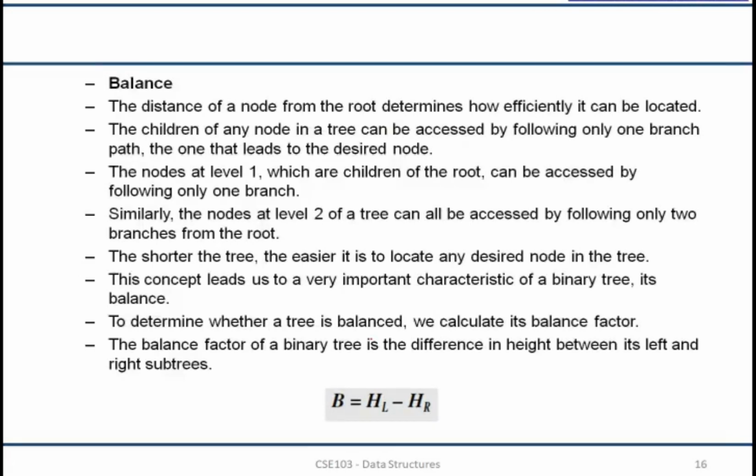This is very, very important because based on this, the next tree we are going to discuss, the AVL tree, is called a balanced binary tree. How to implement that is based on this balance. What does balancing mean? The distance of a node from the root determines how efficiently it can be located.